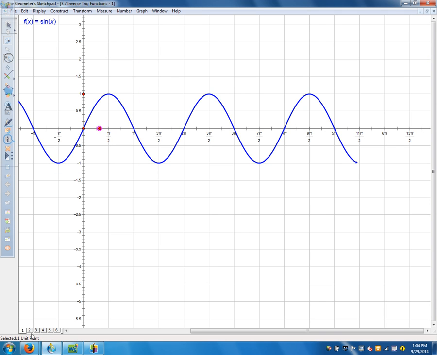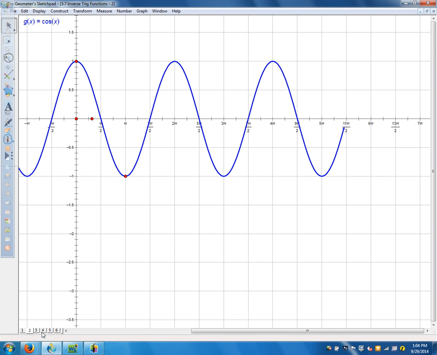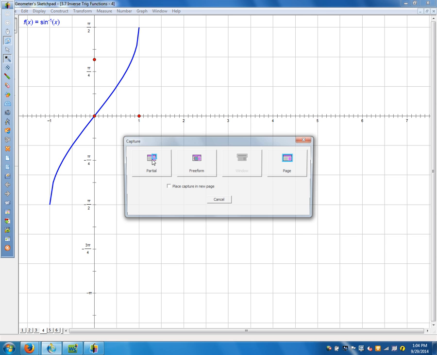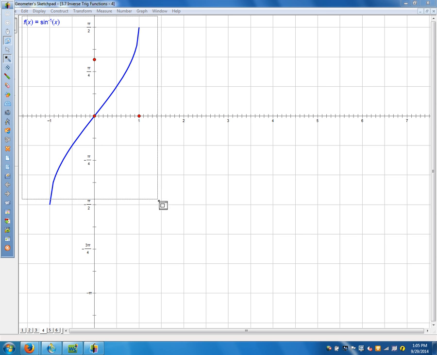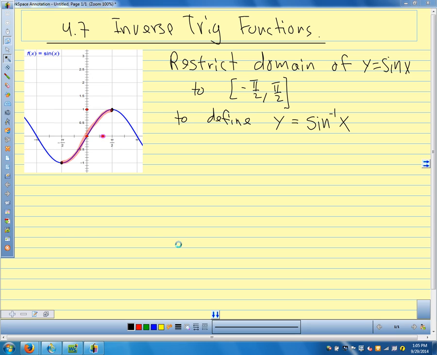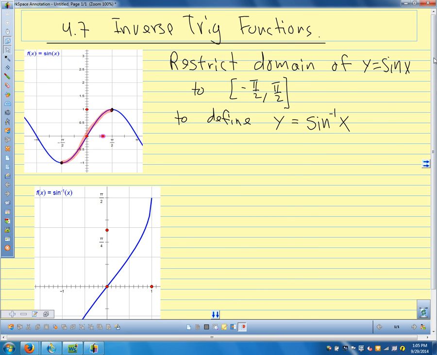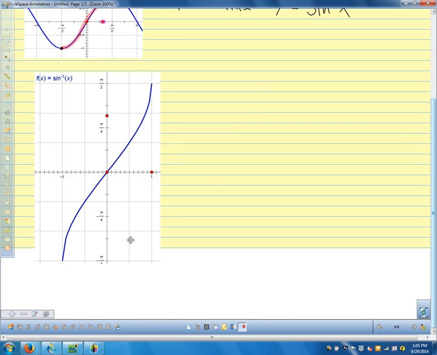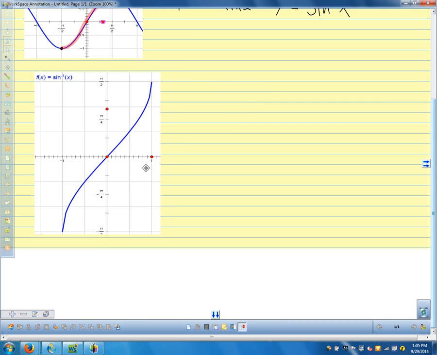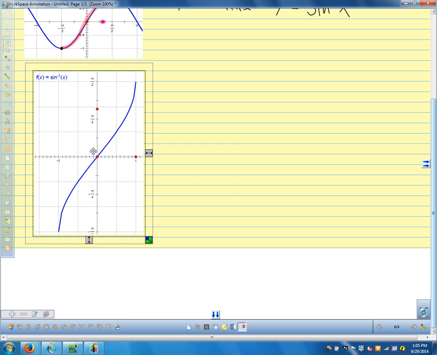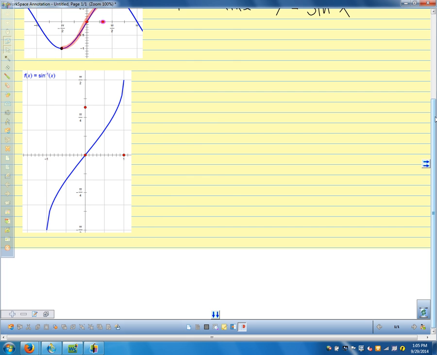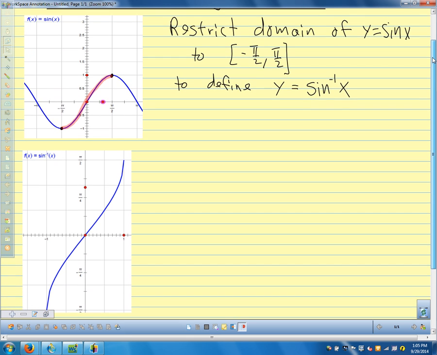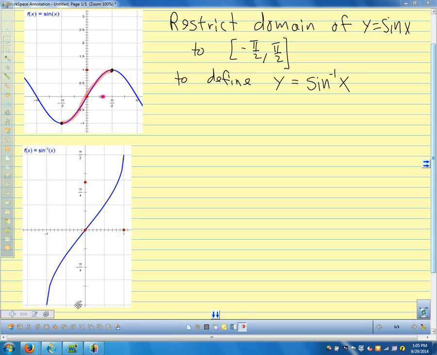So let me grab a picture of that. So there's our graph of y equals inverse sine of x. Make that a little smaller. So we restricted our domain. Now the range of our inverse function is negative pi over 2 to pi over 2. The inverse functions switch around the domain and the range.